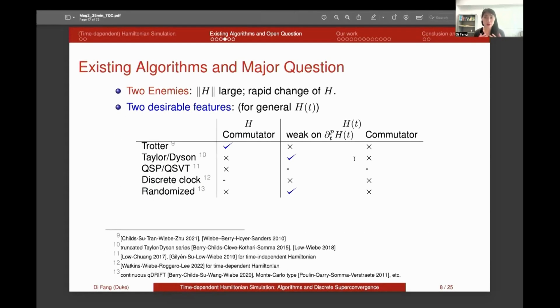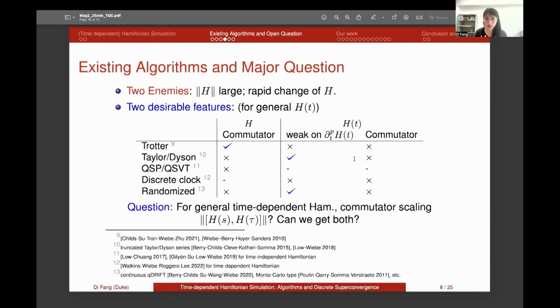So now I would like to summarize. There are two sorts of challenges, or enemies. Correspondingly, there are two nice features. And our question here is really, can we have commutator scaling? Can we design a quantum algorithm that we show has commutator scaling for general time-dependent Hamiltonian simulation? On top of that, I would also like to have weak dependence on the derivative.